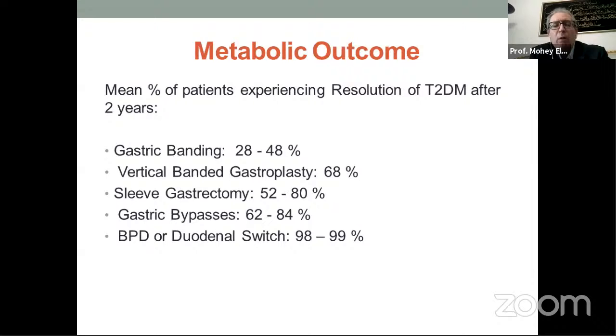The best metabolic outcome is achieved after biliopancreatic diversion or duodenal switch, which is a malabsorptive procedure. Both are malabsorptive procedures. After gastric bypasses, it's in the range of 60 to 84%. Sleeve gastrectomy, different publications report different outcomes, depending on whether it's short-term or mid-term. But it's noticeable that the metabolic effect of sleeve gastrectomy is comparable to that of vertical banded gastroplasty. Gastric banding is declining now, and maybe it is not a metabolic procedure at all.